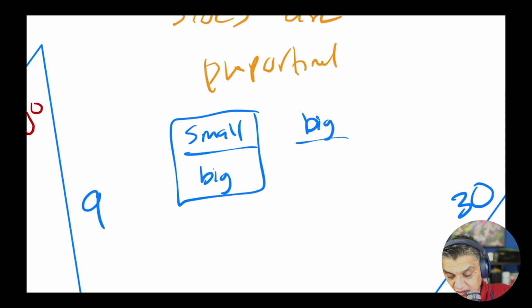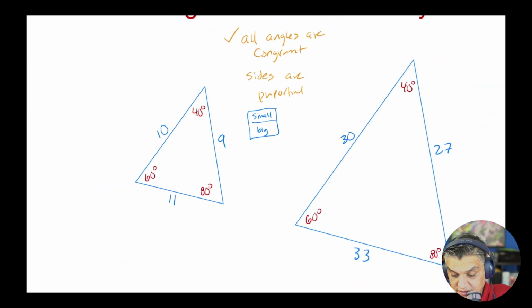Could you have made a ratio the other way? Yeah, you could have done that. I'm choosing not to. I'm making my ratios small over big. So here we go. 10 and 30.